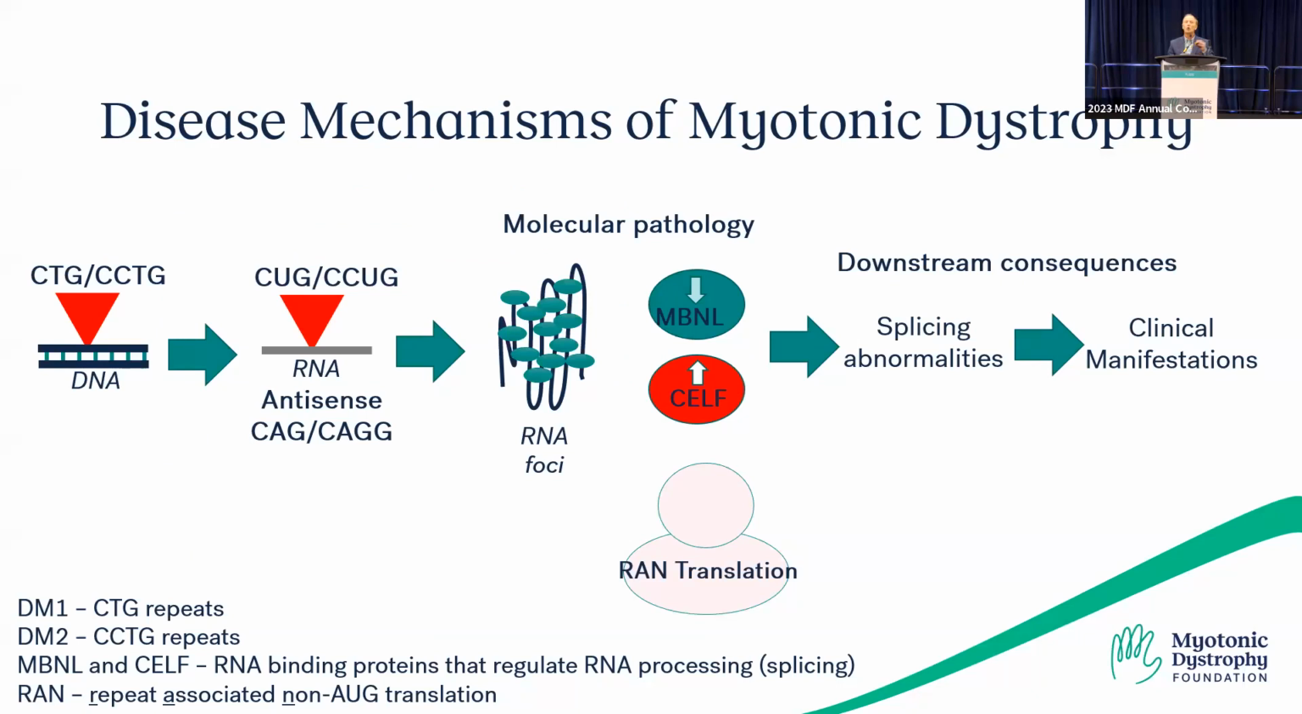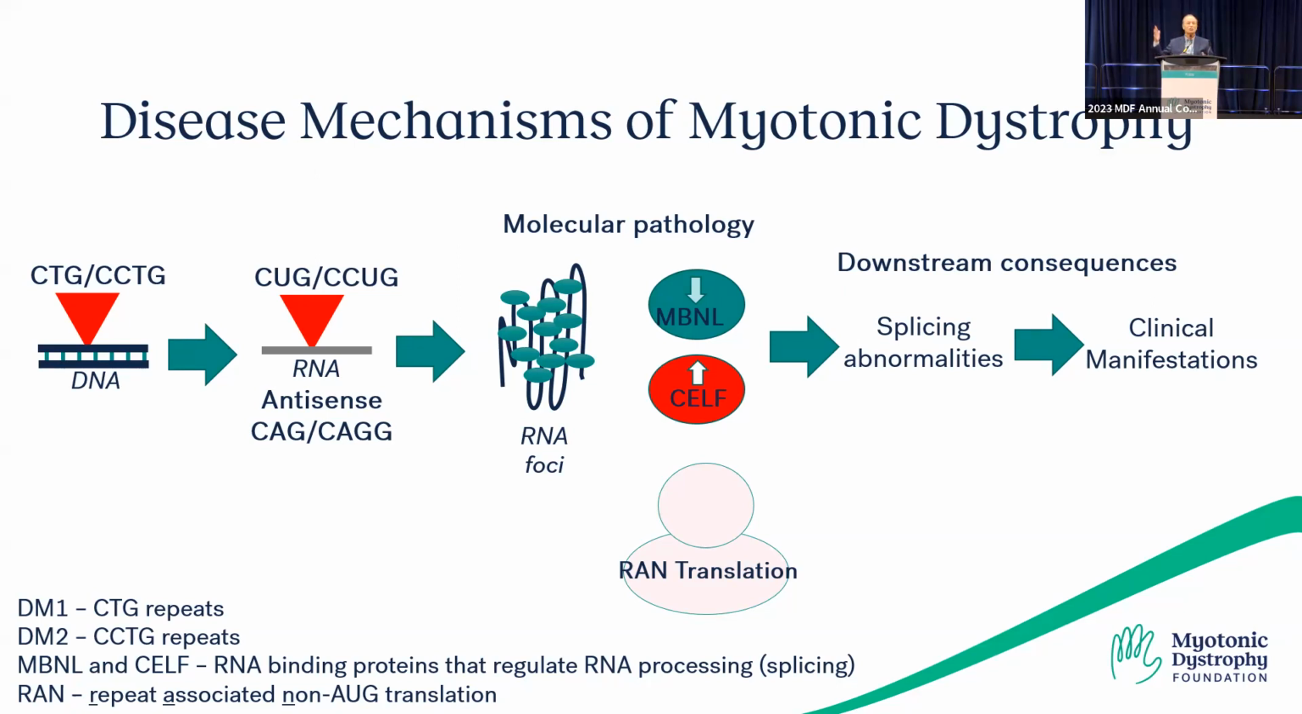And just to give you an overview of the disease mechanisms of myotonic dystrophy. You are all familiar with the CTG and the CCTG repeats, right? Many of you even know the exact number. So that's an area that, of course, you think about. And then what happens is the DNA is transcribed into RNA. That's that first green arrow. And that RNA is unfortunately the toxic RNA. So for DM1 and DM2, you have toxic CUG or toxic CCUG.